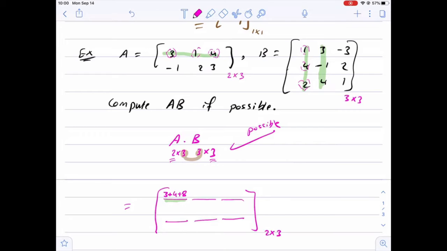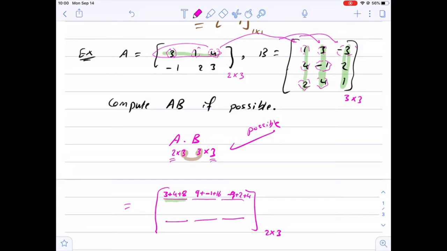So again, 3 times 3 is 9, plus 1 times -1 is -1, plus 4 times 4 is 16. And then we multiply the first row of A by the third column of B. So we multiply 3 by -1, -3 by -3 is -9, plus 1 times 2, 2, 4 times 1, 4. We finish the first row. Now we distribute the first row over all columns of the second matrix.